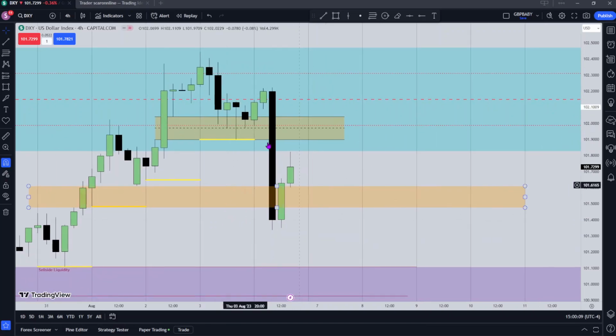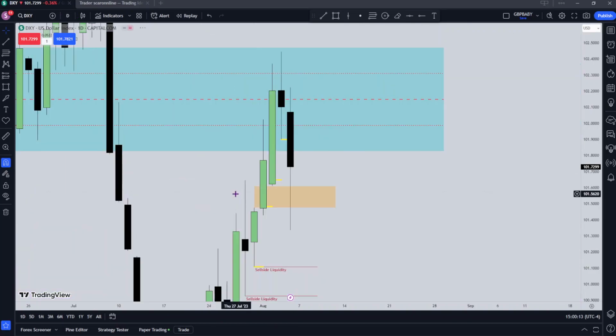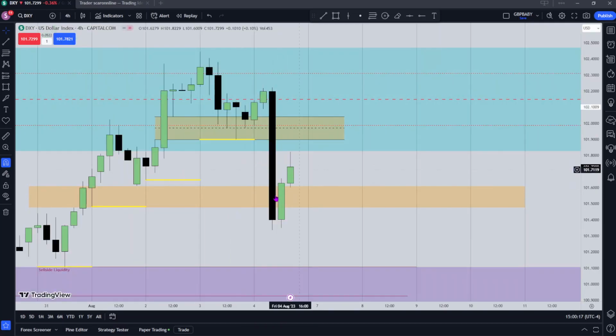And yeah, we traded down through it and also touched that other daily. Remember, this is a daily fair value gap. Traded through that and then just turned away from it at the end of the day and retraced back into itself. So what am I expecting?